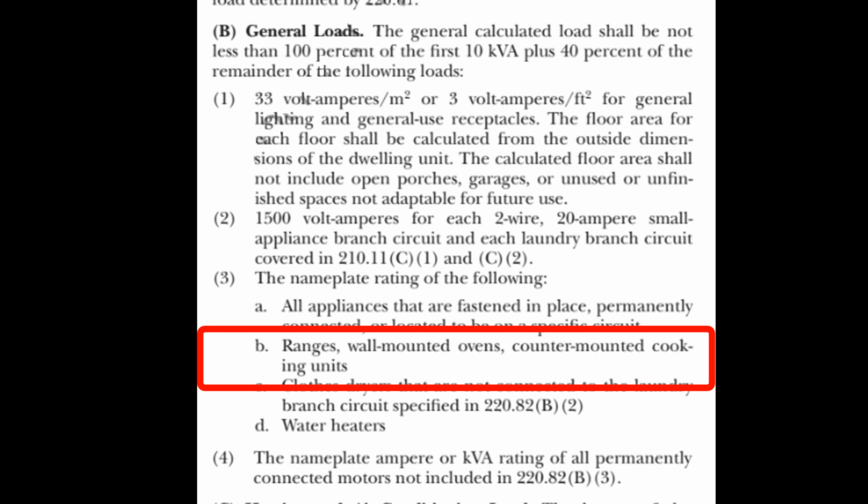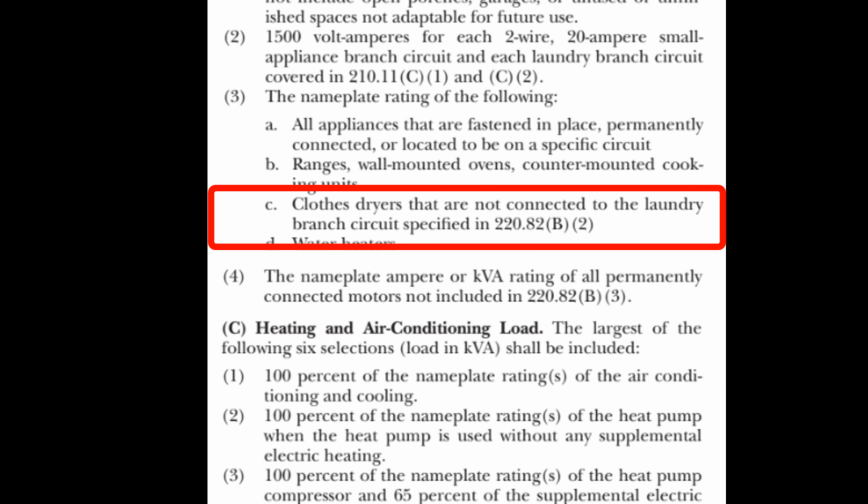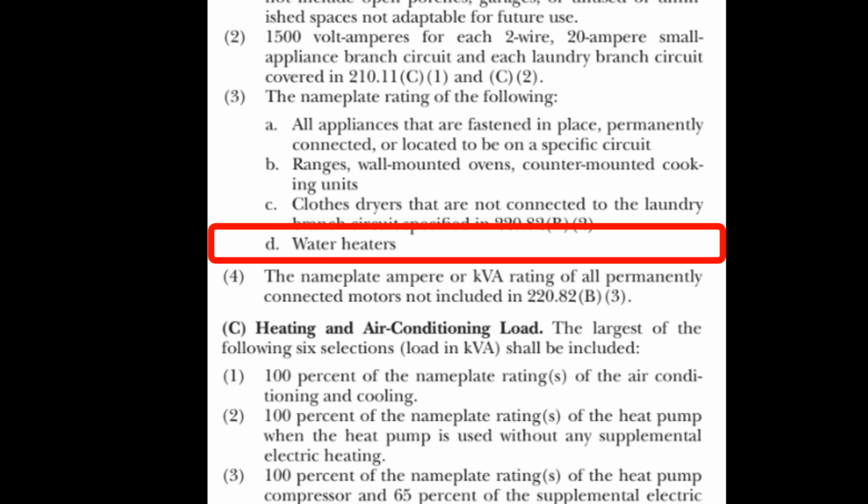B. Ranges, wall-mounted ovens, counter-mounted cooking units. These must all be added according to their nameplate rating. That's as straightforward as it can get. C. Clothes dryers that are not connected to the laundry branch circuit specified in 220.82 B2. These will be 240-volt electric clothes dryers that aren't plugged into the laundry branch circuit. D. Water heaters. These might be an electric water heater or a gas water heater that plugs into electric power.